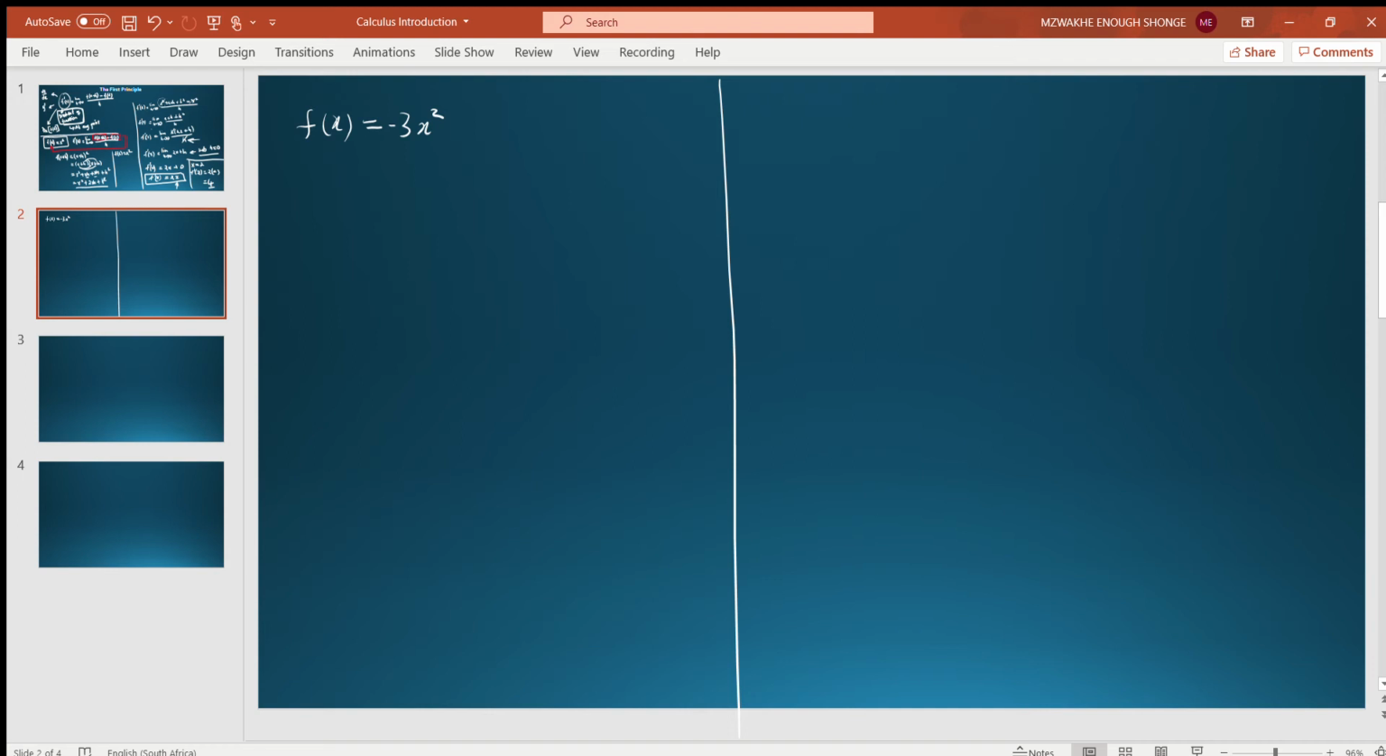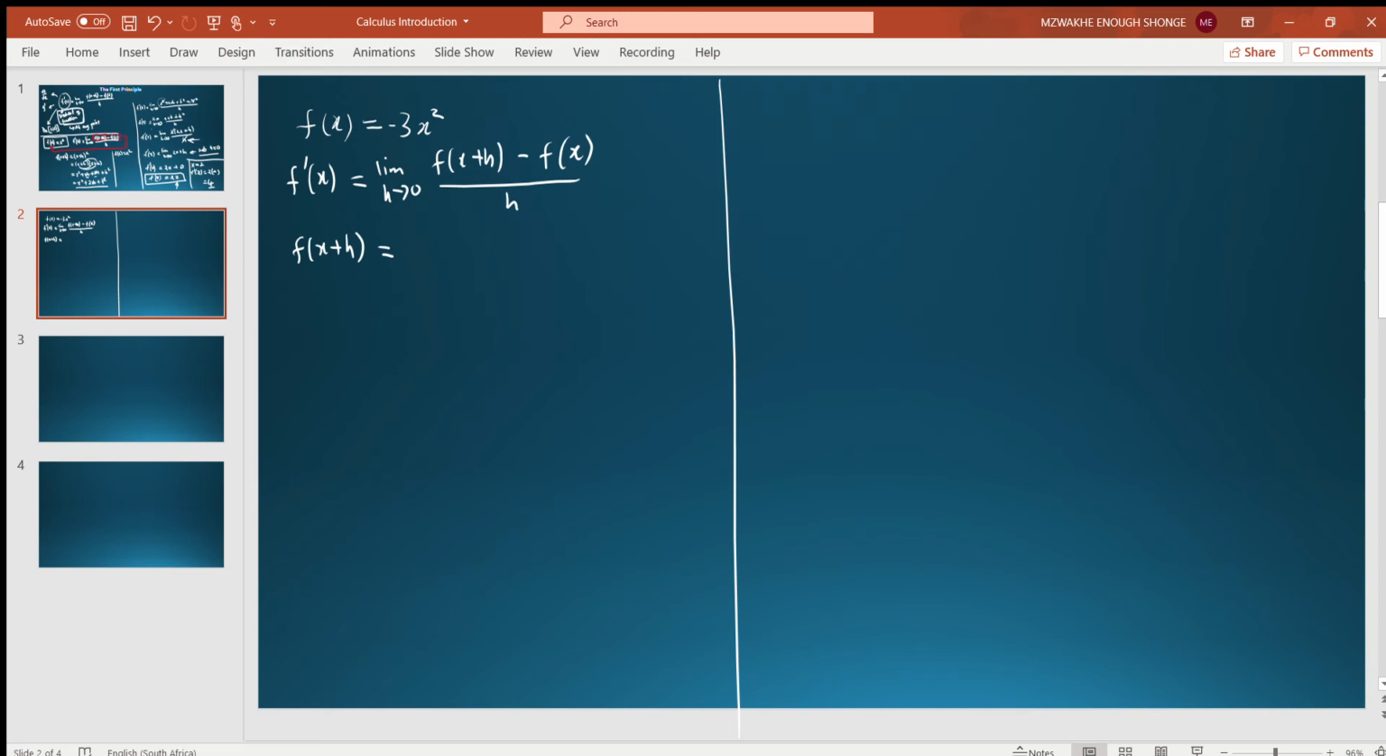So first thing, write down the first principle, which is f prime of x equals the limit as h tends to 0 of f of x plus h minus f of x all over h. That's the first thing you have to do. The second thing is to find your f of x plus h, according to the function that you're given.